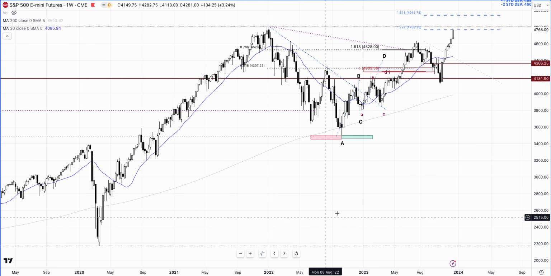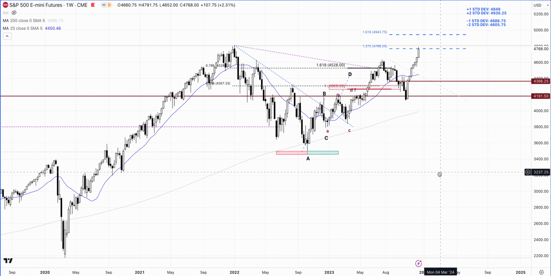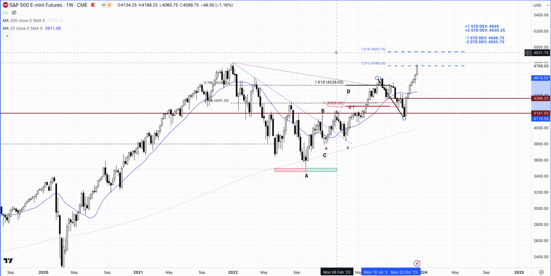Taking a look at this on the weekly chart, we have some expansion levels. The market closed right at the 47.68 level. That's the 1.272 expansion of this swing here. This is the one I'm talking about, and then 49.43 is the level where we have the 1.618 expansion.